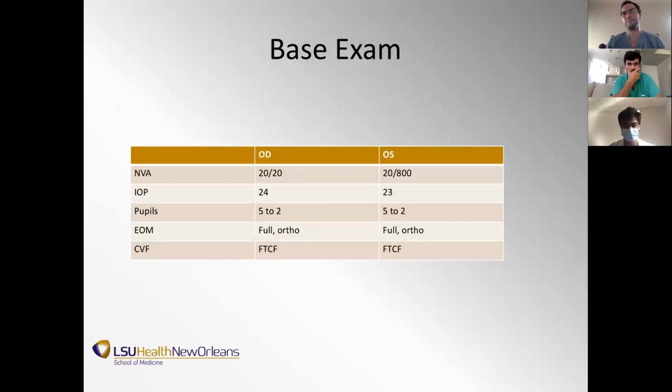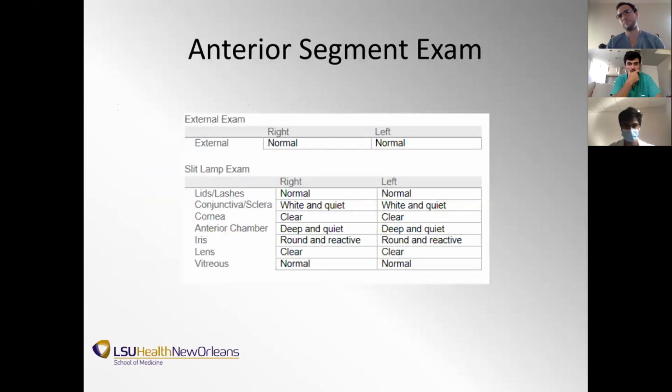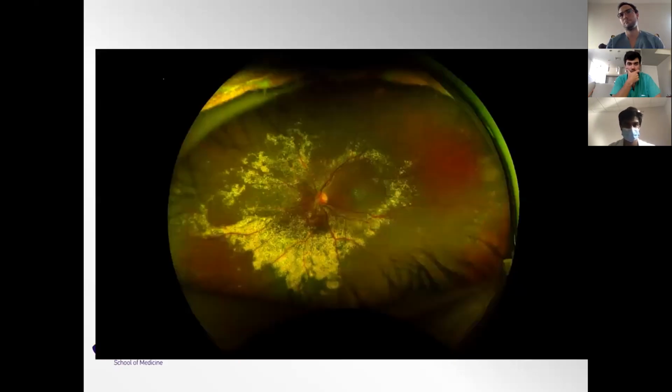So, base exam, the right eye was completely normal. In the left eye, the visual acuity was decreased. It was 20/80. Otherwise normal. She had an unremarkable anterior segment exam, but then this was her DFE. Can one of the first years describe this for me?